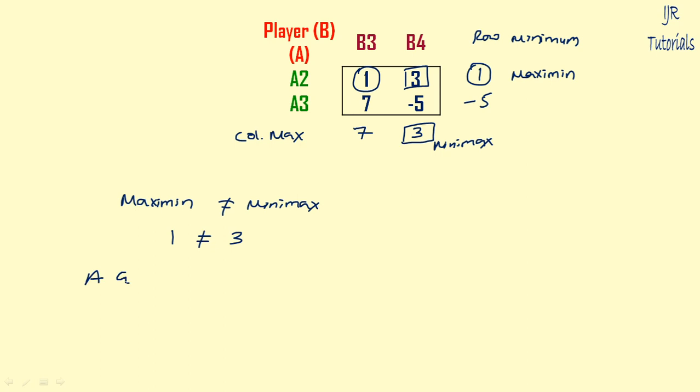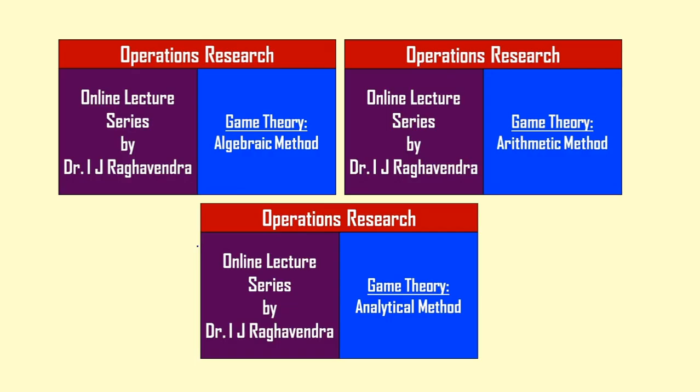So we can say that it is a game without a saddle point. And another thing is, there is no value to this game up to this extent. So we need to identify the value of the game by using some graphical method, and apply the three methods of game theory. What are the three methods? Algebraic method, arithmetic method and analytical method.